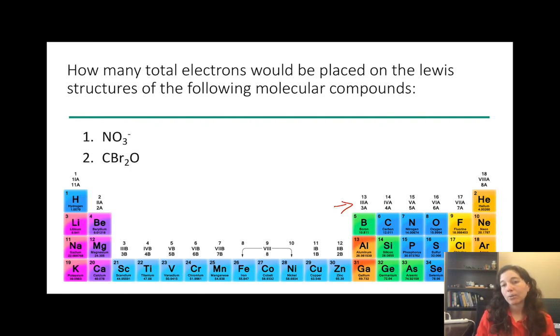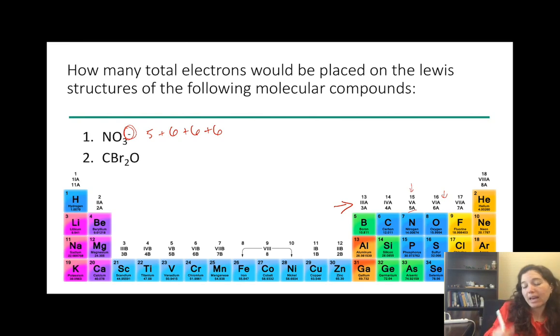Let's take a look at how to answer this one. Nitrogen is in group 15, or 5A, so it's going to contribute 5. Oxygen is 6, it's going to contribute 6, and we have 3 of those oxygens, so 6 plus 6 plus 6, and we have a minus charge here, so we're going to add 1 more electron. So this is how many total electrons will be in this nitrate structure, NO3 minus. 18 plus 6. So that should be 24 total electrons.